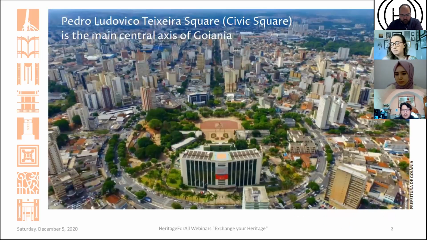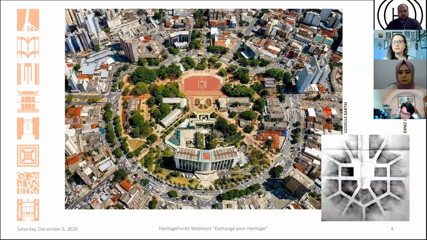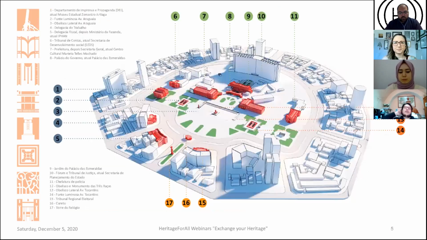The square that I'm talking about here is the Pedro Ludovico Teixeira Square. It's the civic square in the city, and it's the main central axis of Goiânia. It's the starting point of the city, and it's very different now from the first drawing of the square. The modifications that we can see through the years are the main object of my research.